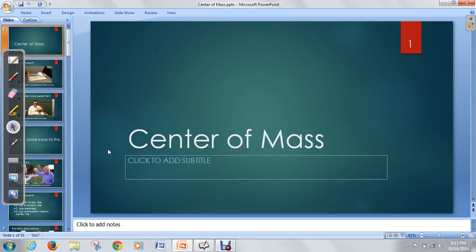Okay, so center of mass is a key concept that sometimes gets overlooked, and so I want to go through and make sure we understand what it is, why it's important to the calculations we do, and really just get a good concept of how it affects physics.